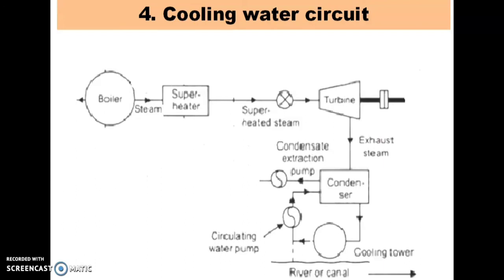So in this way, the thermal power plant works in these circuits, you can say: fuel and ash handling circuit, air and flue gas circuit, feed water circuit, cooling water circuit. So in this way, this thermal power plant works.